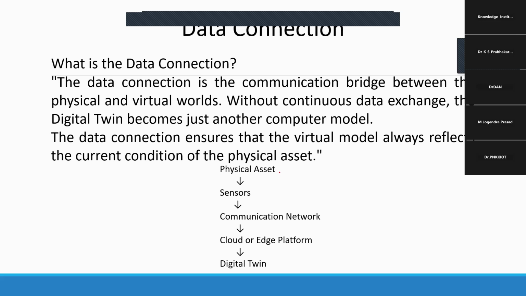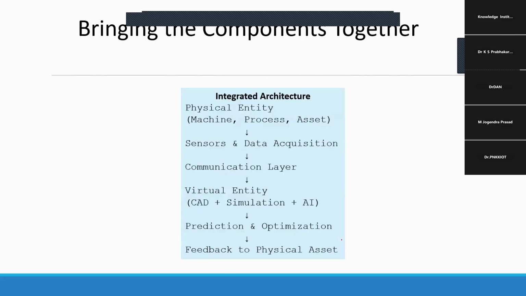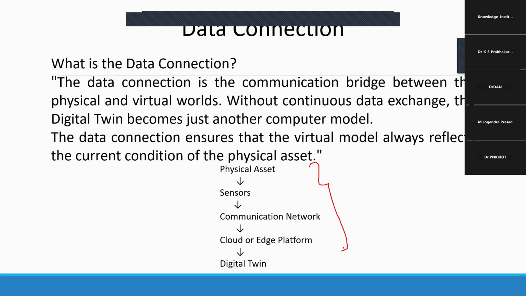Okay. So now we are going to talk about all those things in the next section, the digital twin development workflow, which I will show you. We will talk more about it there. So, for example, if you take the data connection, it ensures the virtual model always reflects the current condition of the physical asset.